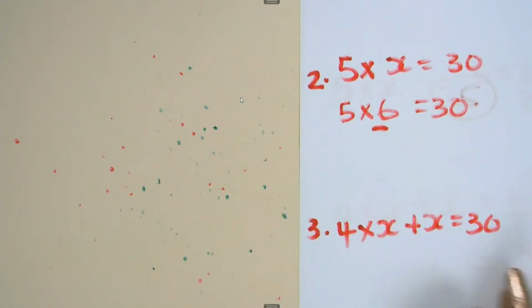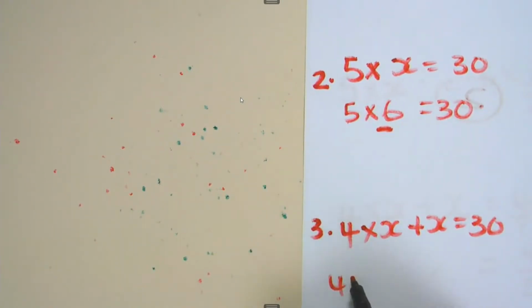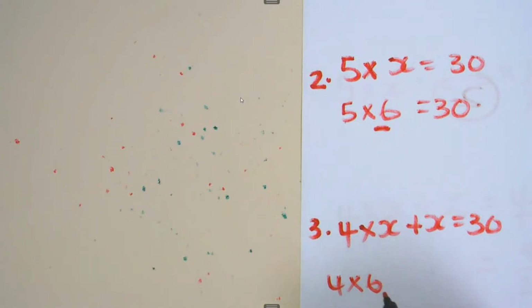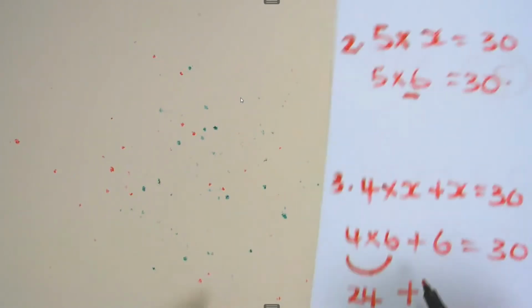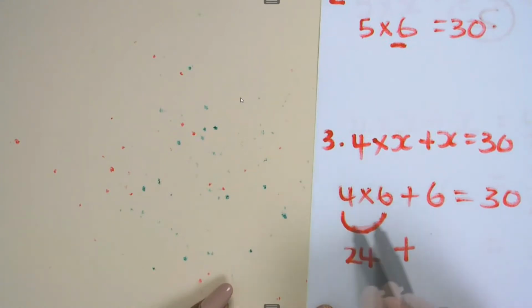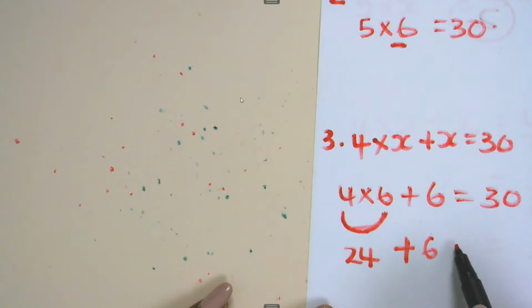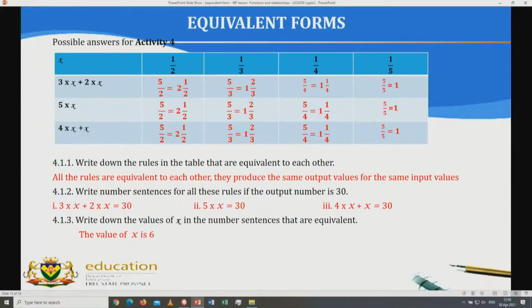Let's take the last one. It's 4 multiplied by 6 plus 6. It must give us 30. Then 4 multiplied by 6 is 24. Then 24 plus 6 will be 30. Therefore, that value of x is correct.